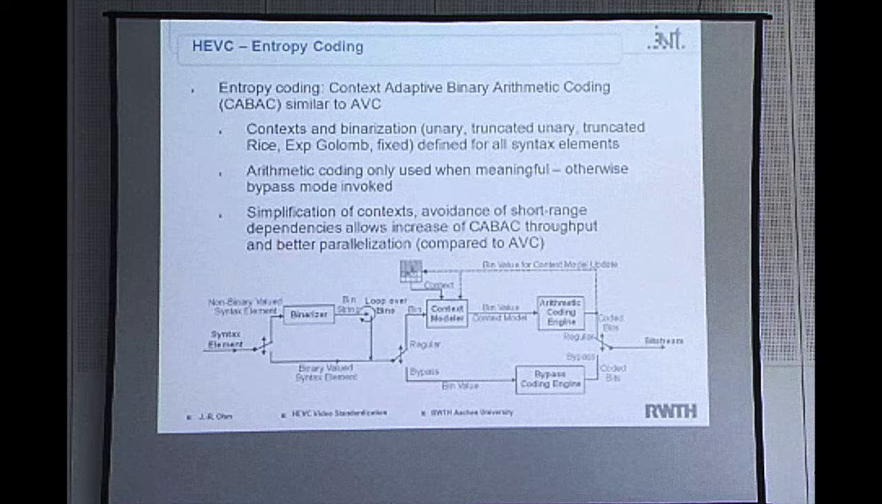but it's not exactly the same CABAC. The core of the coding engine is the same, but several aspects have been further improved to make it better parallelizable, to reduce the number of contexts as much as possible, to avoid bottlenecks in the arithmetic coding engine, etc. And for the binarization, there are, I think, 5 types in total. That's it about entropy coding.